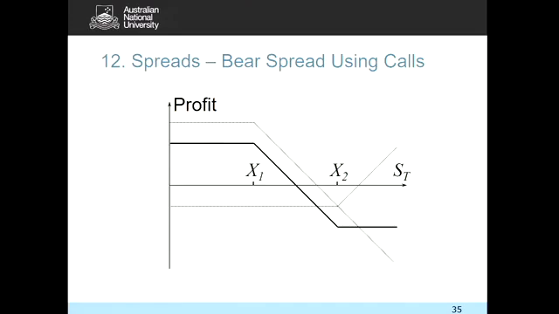Then we have a bear spread. So a bear spread, as the name implies, is for when the market's going down. So this is where you can make some money if the market goes down. And you just do the reverse of what you did before. So this time, you buy a call with a high strike price, and you sell a call with a low strike price. We know with call options, the higher the strike price, the cheaper the option.